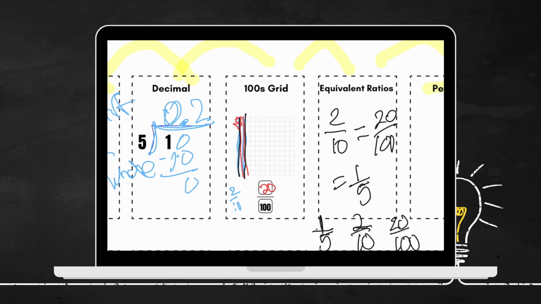From here, I multiply times 2. And so 1 times 2 gives me 2, 5 times 2 gives me 10. From here, I multiply times 10. 2 times 10 is 20, and 10 times 10 is 100. So those are 3 equivalent ratios. Can you think of any more?